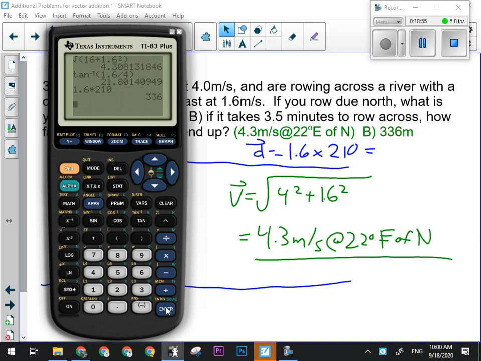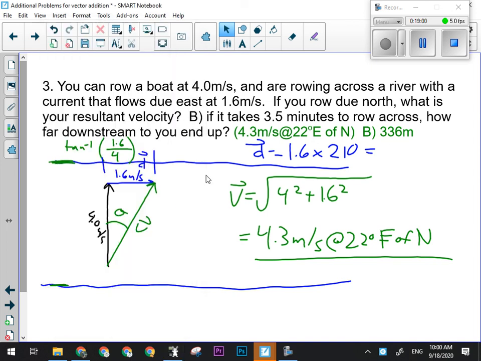All right, so I end up with 336. Actually, I still only have 2 sig digs here, so that should be 3.4 times 10 to the 2 meters downstream.